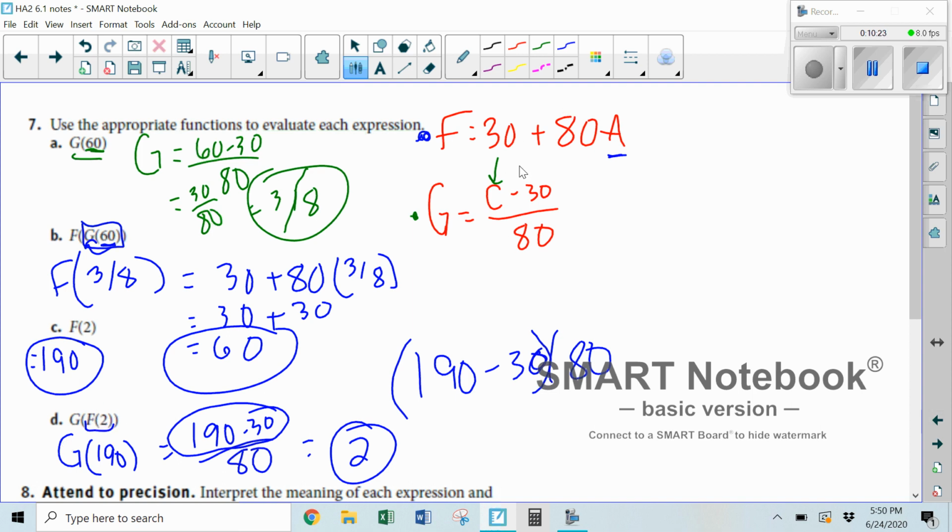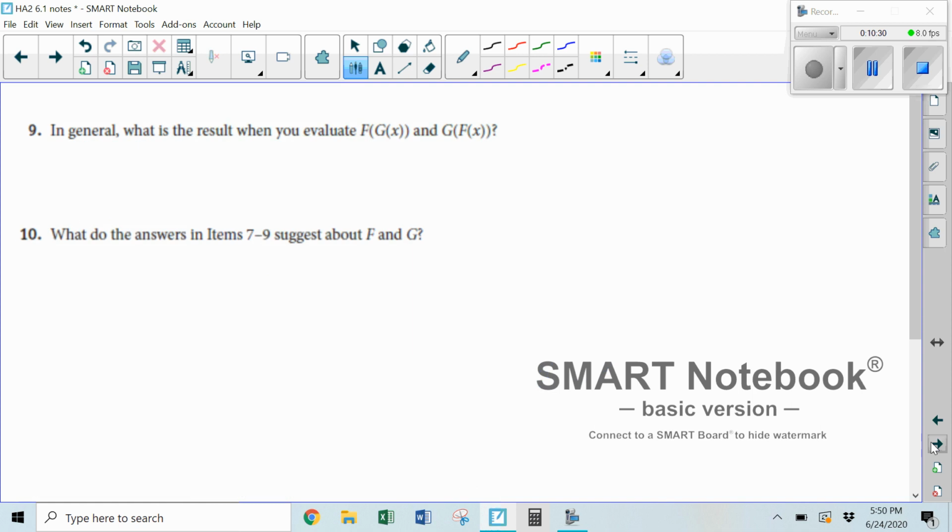So if these are inverses and I do the composite function, I will get what I started with, my original input. So how will that work here? If I input X to the G function and then input all of that to the F function, my output will be X, what I started with. Same for this one. If I did G of F of 7, I would get 7. If these functions are inverses, that will always happen.